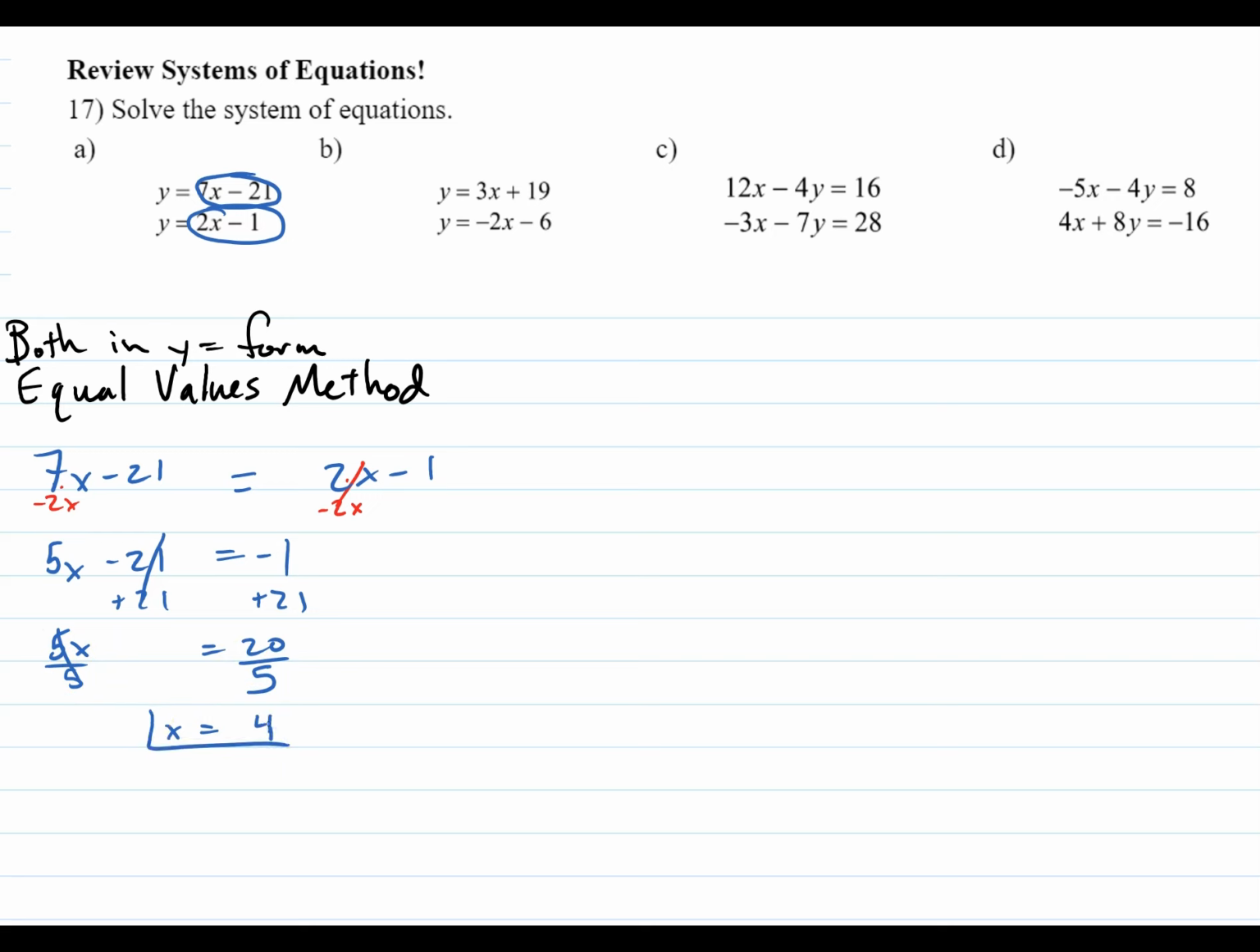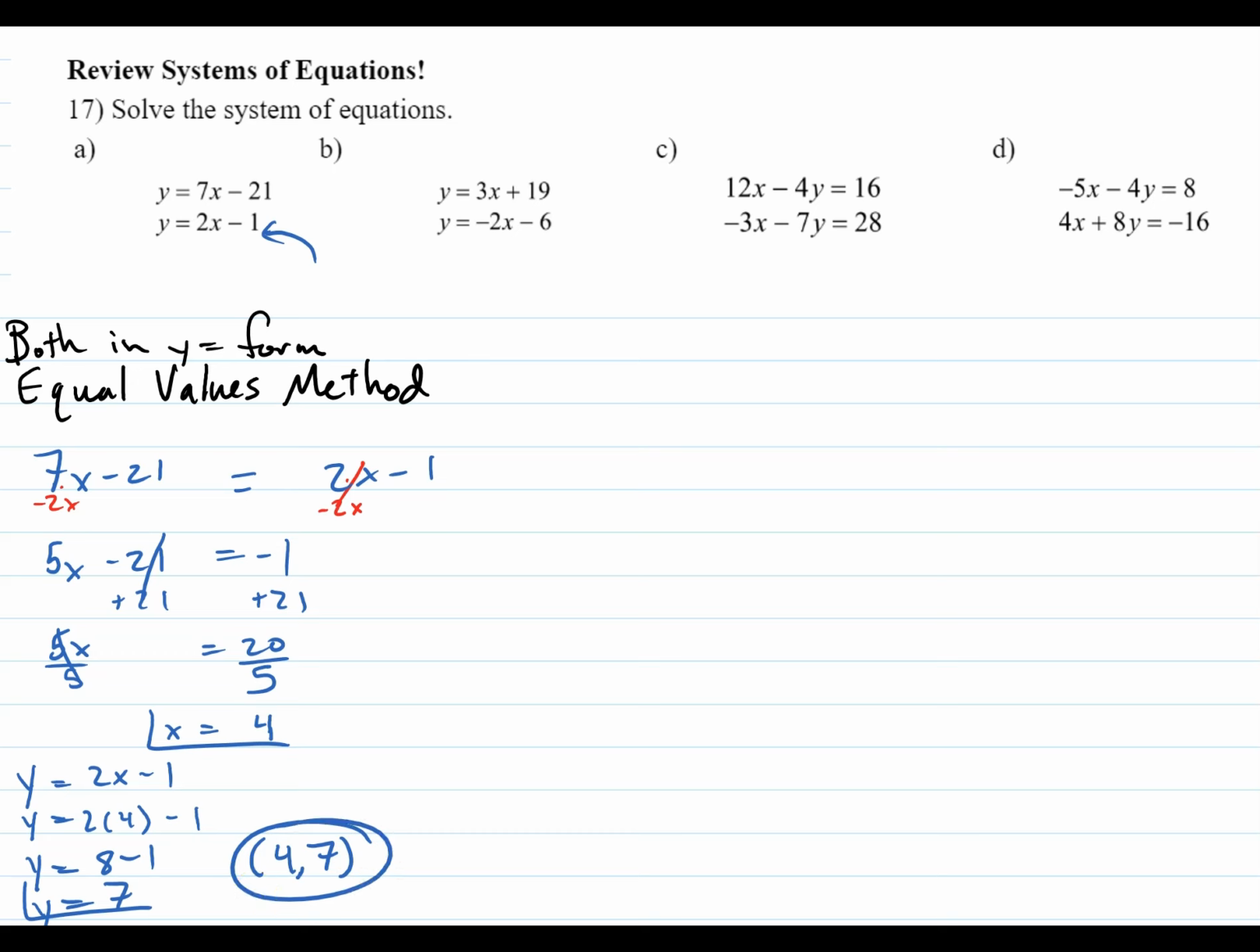Now I'm halfway there. Now I have to pick one of the original equations. I'm going to pick the bottom one, which looks easier. I have y equals 2x minus 1, but now x is 4. So y is just 2 times 4 minus 1, which is just 8 minus 1, so y is 7. So my answer as coordinates is (4, 7).